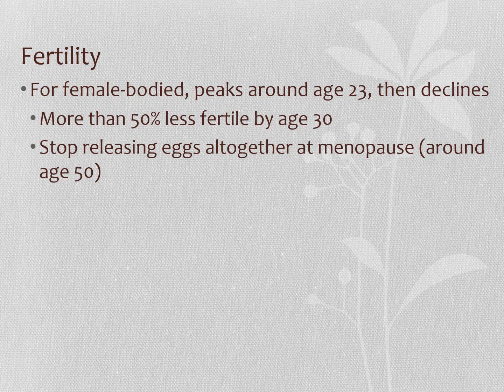So for this reason, for female-bodied people, fertility peaks around age 23. So you are most fertile, most able to get pregnant around age 23, and then that declines initially gradually and then pretty steeply after that. So you're more than 50% less able to get pregnant by the time you're age 30. And then you're unable to get pregnant at all in the vast majority of people at menopause, so around age 50 to 52 on average. But there's a lot of variability, so that can be different in different people.